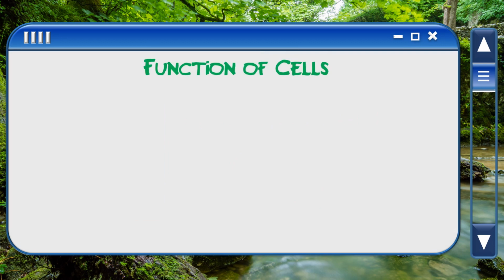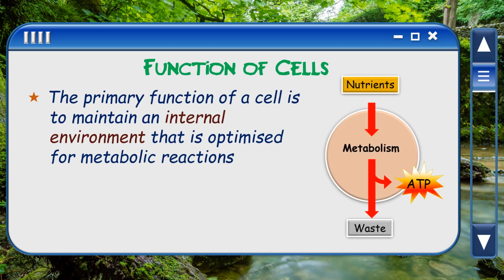Let's start with the functions of cells. The primary function of a cell is to maintain an internal environment that is optimized for metabolic reactions. So the cell is responsible for keeping the internal environment conducive for metabolic reactions.